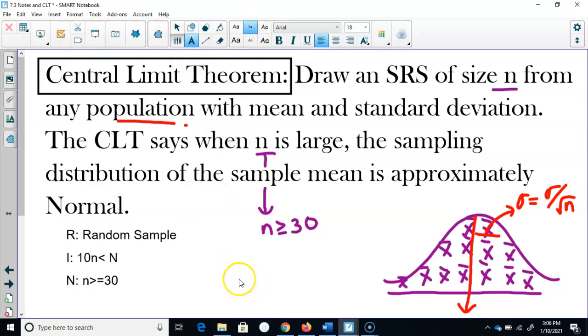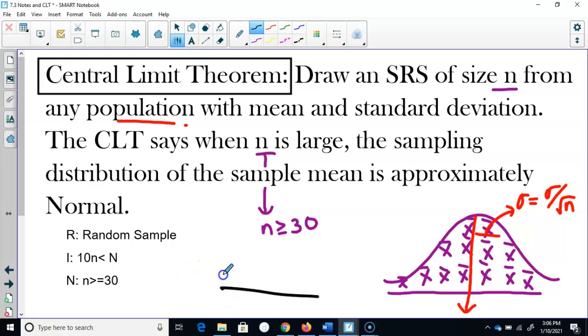Now, say I take a random sample of at least 30 people and find their average age, and I did this repeatedly, so I had a true sampling distribution of a sample mean. The sampling distribution of the sample mean will be normal. Do we actually find a true sampling distribution of a sample mean? No. That's why we say N has to be greater than or equal to 30.